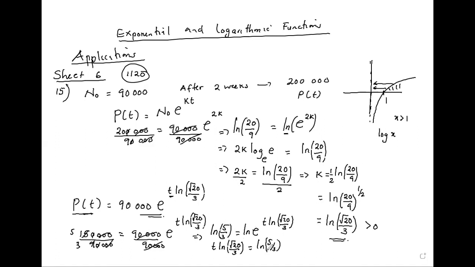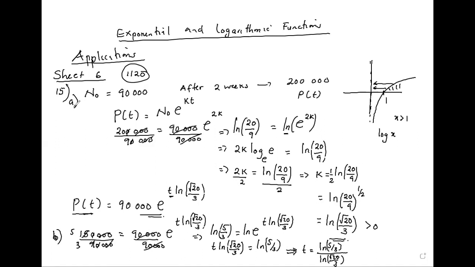Okay, then you're looking for t. So this implies that t is going to be the ln of 5 over 3 divided by the ln of root 20 over 3. This is the time, because they're asking to find how long it would take. So this is our B, and this was our A for question 15. When they ask you to find time, when they say how long, then you know it's time.